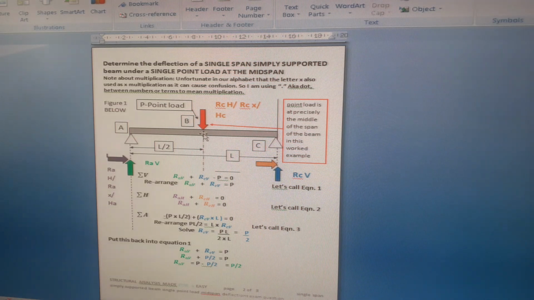You can check this by, say, taking moments about B, because then the positive RAV times L over 2 is equal to negative RCV times L over 2. So you can take moments about B to check this is correct if you're not sure. In terms of this beam, there are no horizontal loads, because there are no external horizontal forces acting, and because it's a flat member, no horizontal forces are generated.